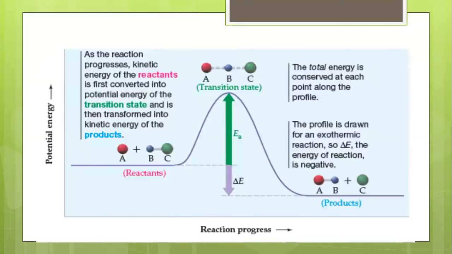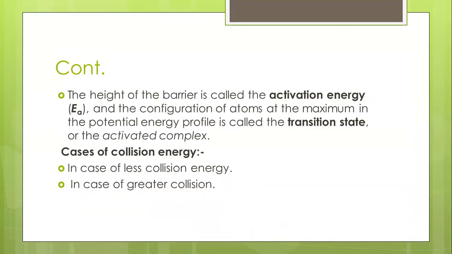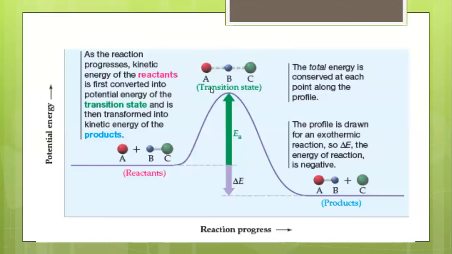Here is the diagram which shows the graph between potential energy and reaction progress. The height of the barrier is called activation energy, and the configuration of the atoms at the maximum of the potential energy profile is called the transition state or the activated complex. In the diagram, we see that this is the transition state, and this line shows activation energy, which is represented as EA.